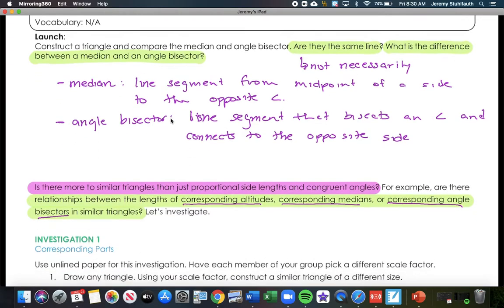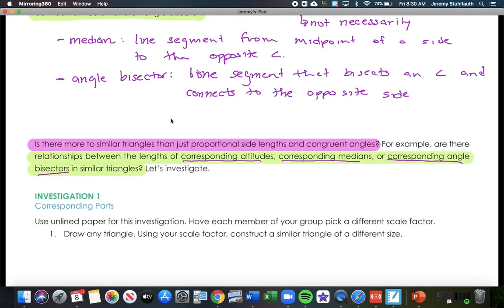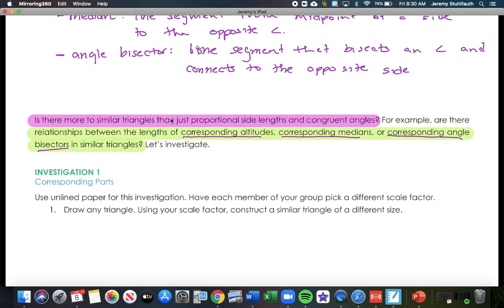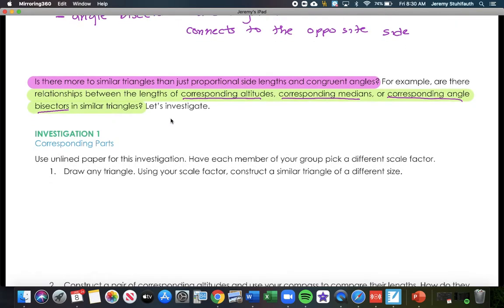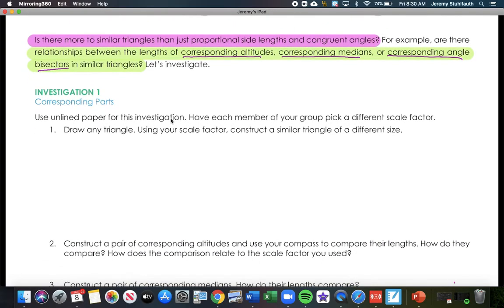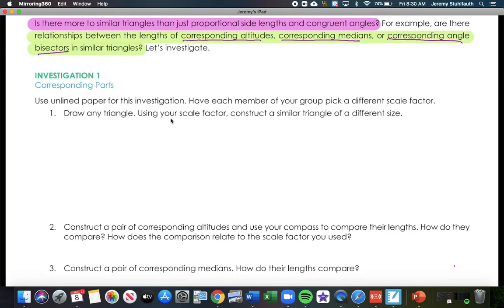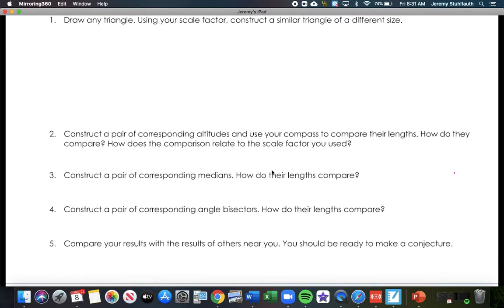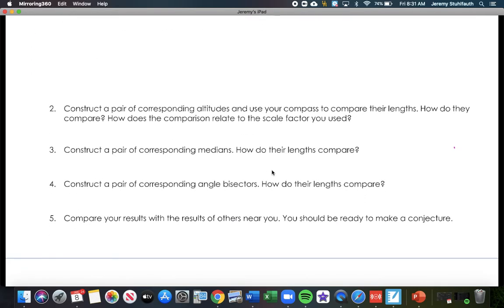So we're going to do this on Desmos. You can follow along on Desmos if you would like, or you can just watch the video and listen to the discussion. I have gone ahead on Desmos and drew a triangle, and I used a scale factor to construct a similar triangle of a different size. The first thing we're going to look at is in step 2. We are going to construct a pair of corresponding altitudes. That means they go from corresponding angles to the opposite side, and we're going to compare their lengths.